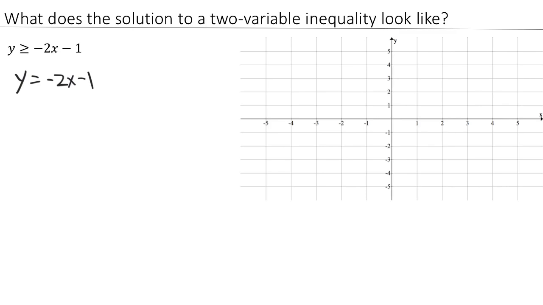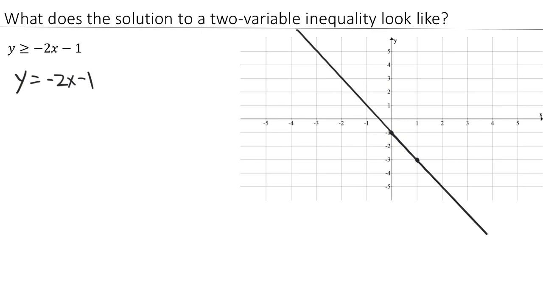Well, that's a pretty good starting point. Y equals negative 2x minus 1 is a linear function that we understand pretty well. Why don't we start by looking at its graph? There we go, a line with a y-intercept of negative 1 and a slope of negative 2. Now let's see if we can get a handle on the solution to the inequality.